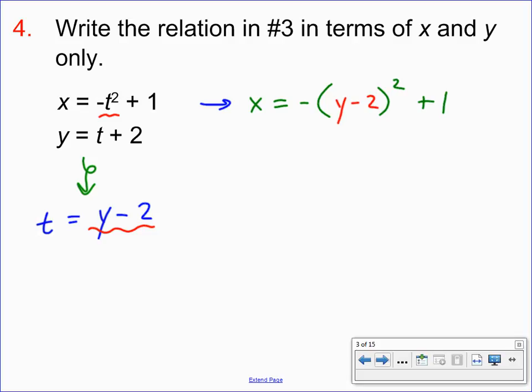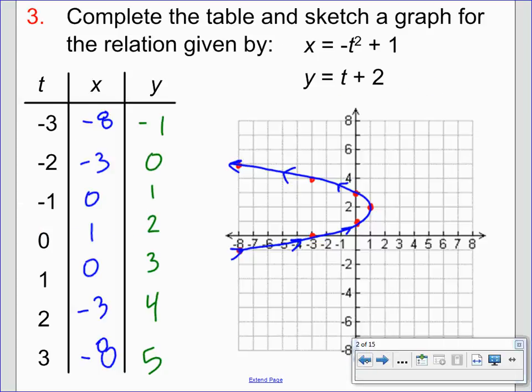You could stop here. This is a relation written in terms of x and y. In fact, some people would argue that stopping right here makes more sense than foiling that out, distributing the negative, and combining like terms. In this way, we can see that this is actually moved up 2 and to the right 1 and opens to the left. What? Up 2, to the right 1, and opens to the left. Do you guys see that?